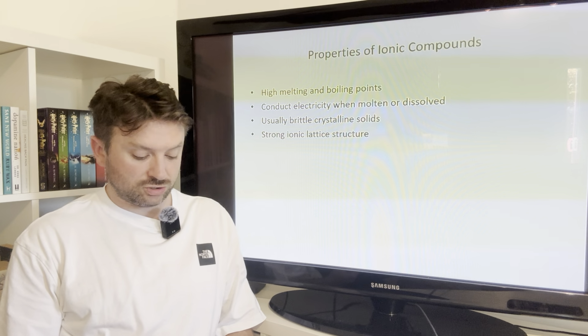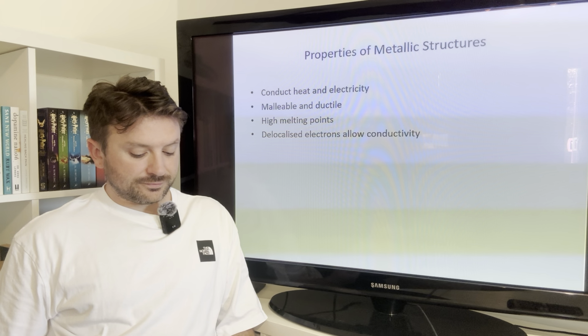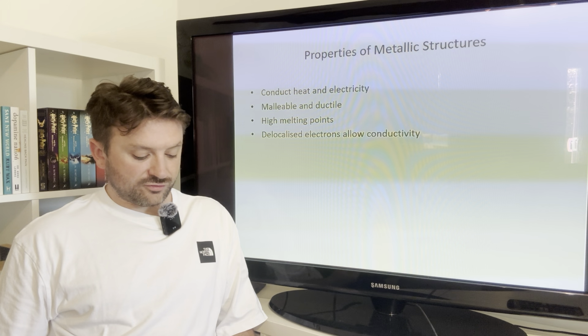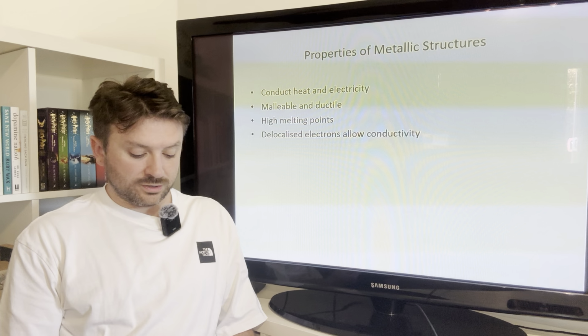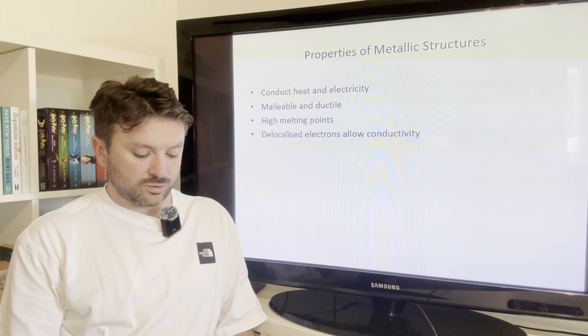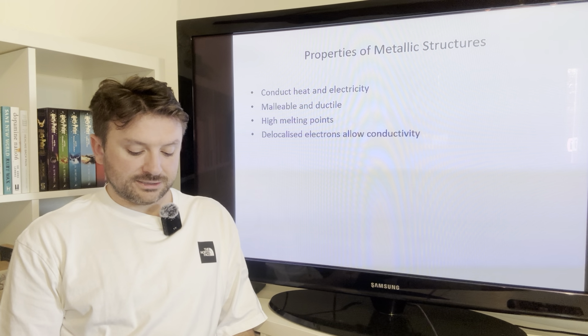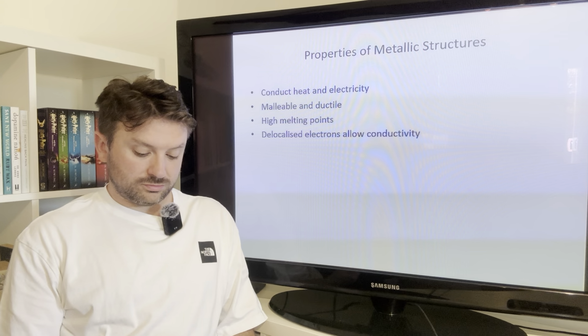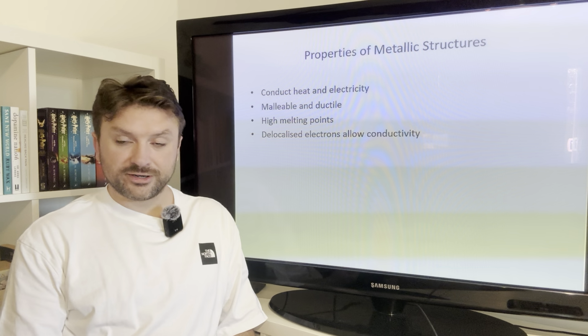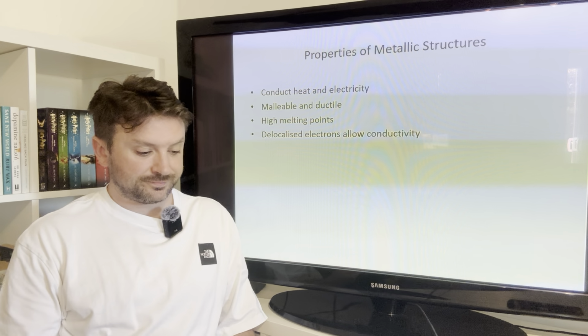The properties of metallic structures are that metals conduct electricity because their delocalized electrons are free to move throughout the structure. They are also malleable and ductile because layers of metal ions can slide over one another without breaking the metallic bond. These properties make metals useful for electrical wiring, construction and manufacturing.